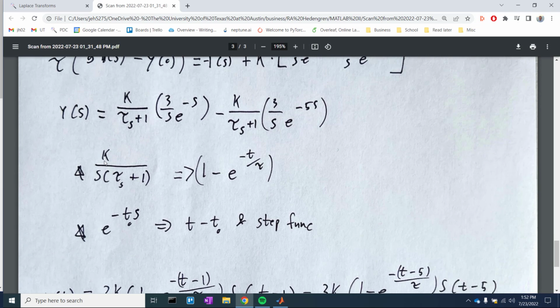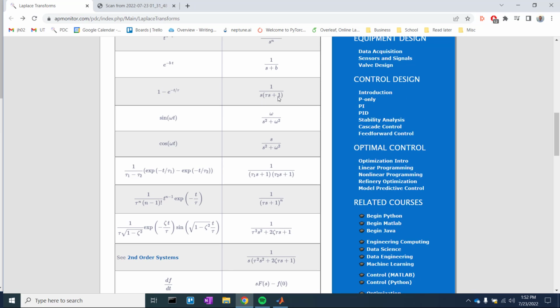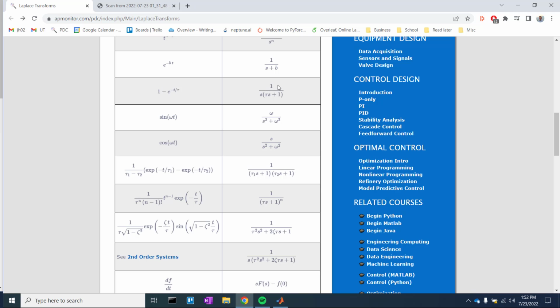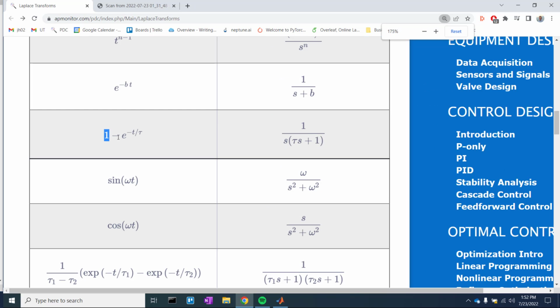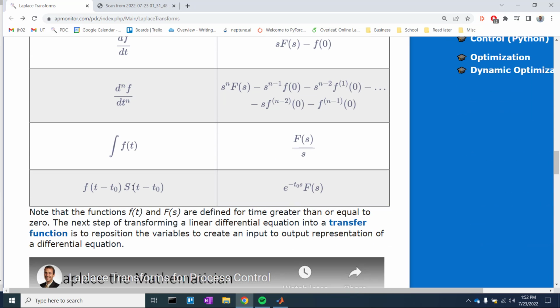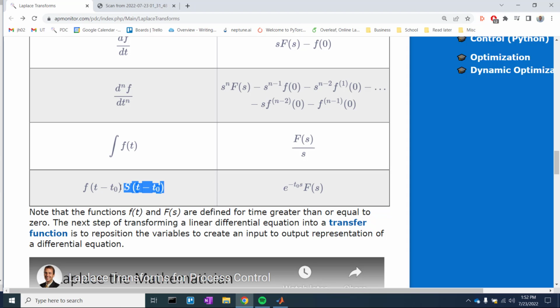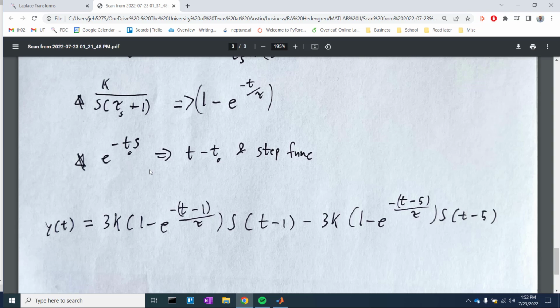Then we need to remember two things. The first is that, let's look at this table again. Right here is where we find that 1 over s times (tau s plus 1) is equal to 1 minus e to the negative t over tau. The second is that we have some exponential right here, e to the negative tau naught s, which is equal to this step function right here, and then we offset whatever function we're multiplying it by, t minus tau naught. So we go ahead and we apply that in.